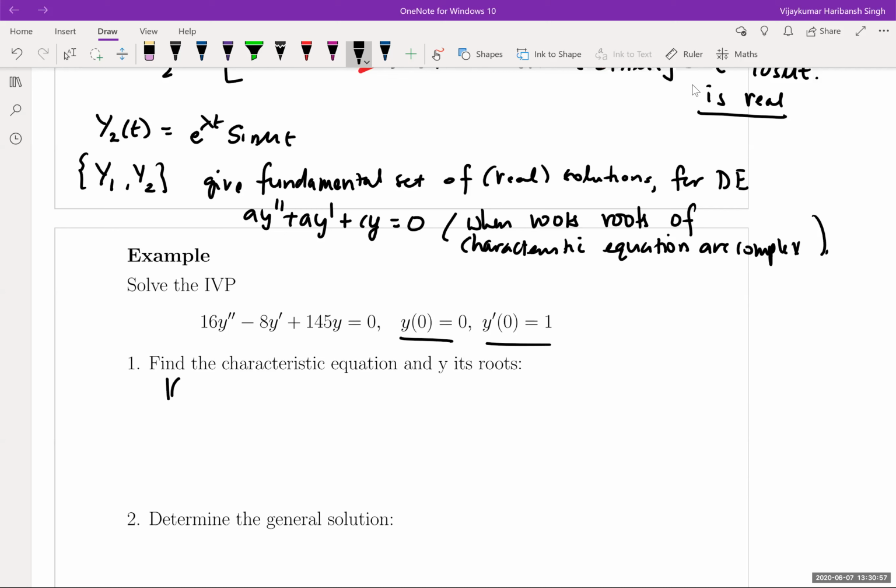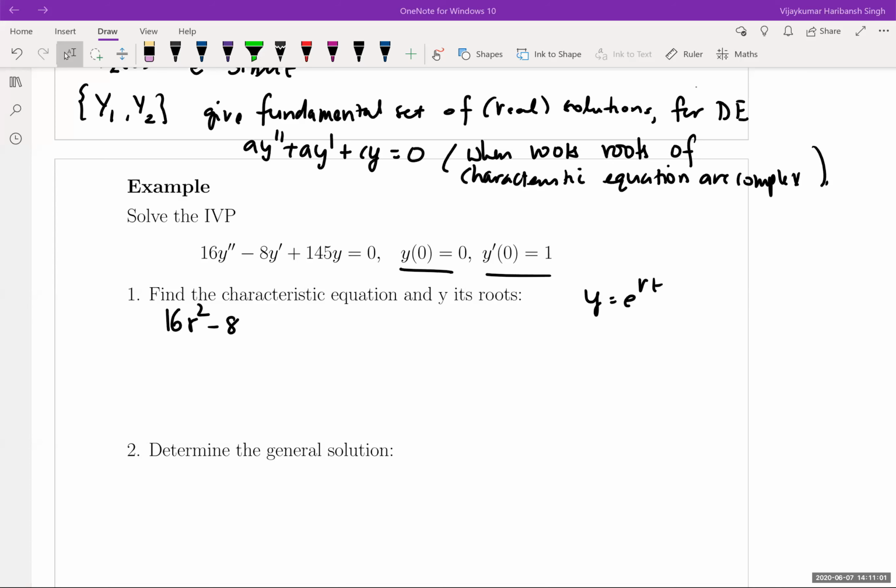So the characteristic equation is simply replacing y double prime by r square. So what are you postulating? The solution is of the form y equals e to the power rt, right? Minus 8y prime, and so we get this quadratic equation as the characteristic equation. Now here, if you want to use the quadratic formula, a is going to be 16, b is minus 8, and c is 15.